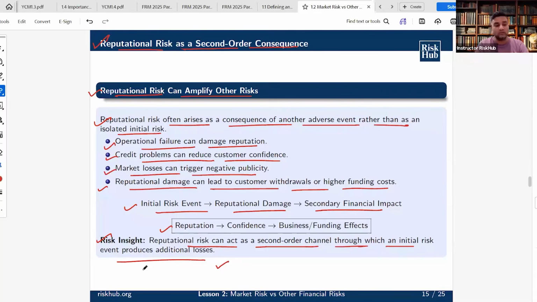Second order means the loss is caused by the reaction to a first loss, not by the first loss itself. Initial risk event, reputational damage. Initial risk event leads to reputation damage, which leads to secondary financial impact. Reputation leads to confidence, which leads to business and funding effects. Both chains describe the same route. Something goes wrong, counterparties and clients lose confidence. They withdraw funds or charge more, basically. The second loss can exceed the first.